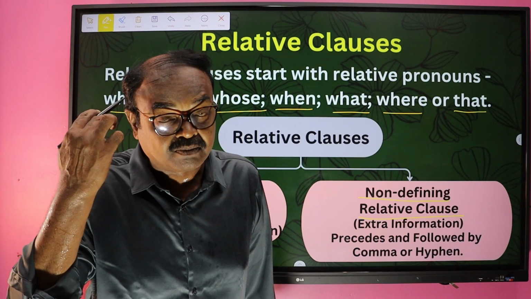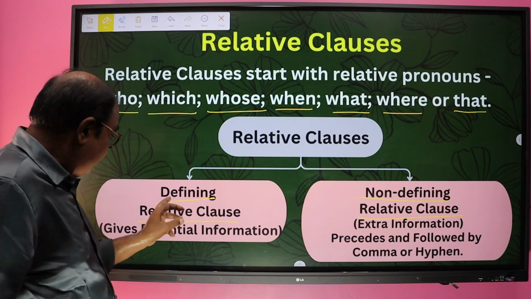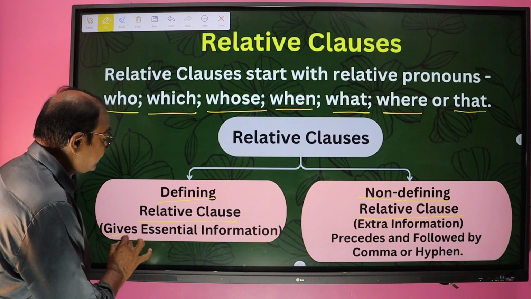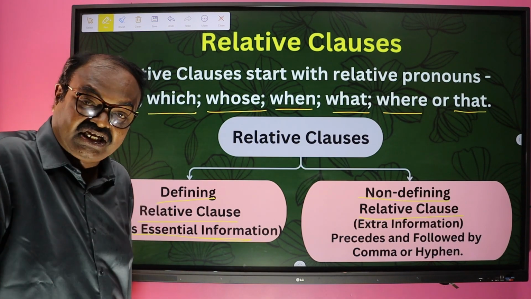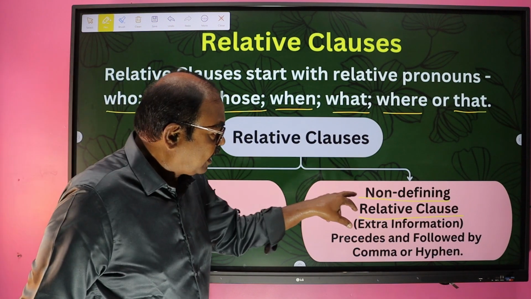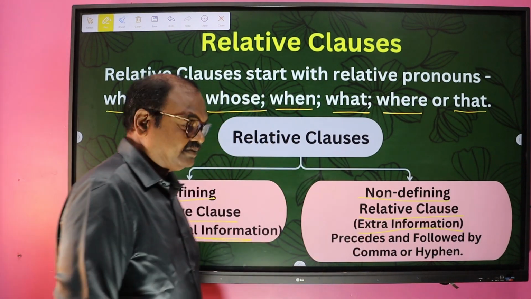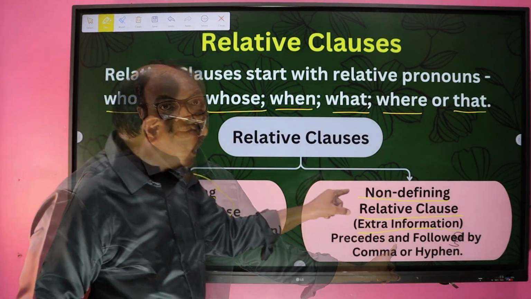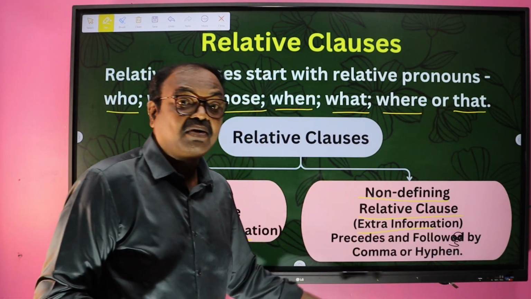Dear students, be careful about that. Then what is the difference between defining relative clauses and non-defining relative clauses? See here, defining relative clauses give essential information. Non-defining relative clauses give extra information. This is essential information. This is extra information. A non-defining relative clause is preceded and followed by a comma or hyphen.